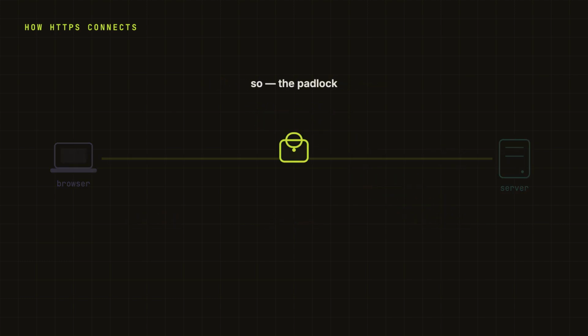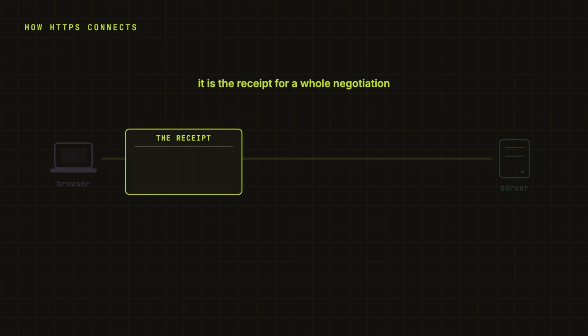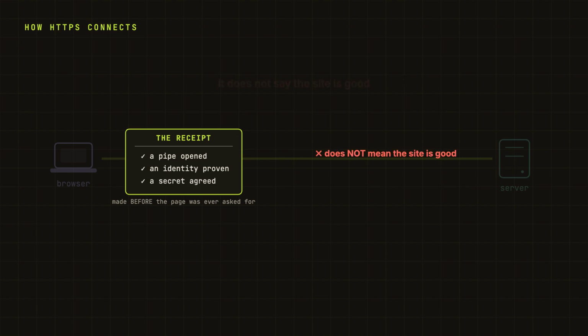So, the padlock. We started out thinking of it as a little sticker on the page that means this site is safe. Let that go. It is not a sticker, and it is not really about the page at all. It is the receipt for the whole negotiation that happened before the page was ever requested. A pipe opened, an identity proven, a secret agreed. It does not tell you the site is good. It tells you the connection is private and you are really talking to the name you typed.